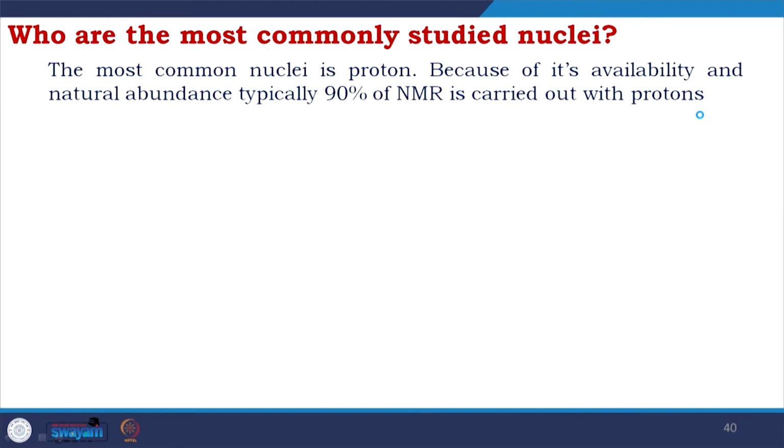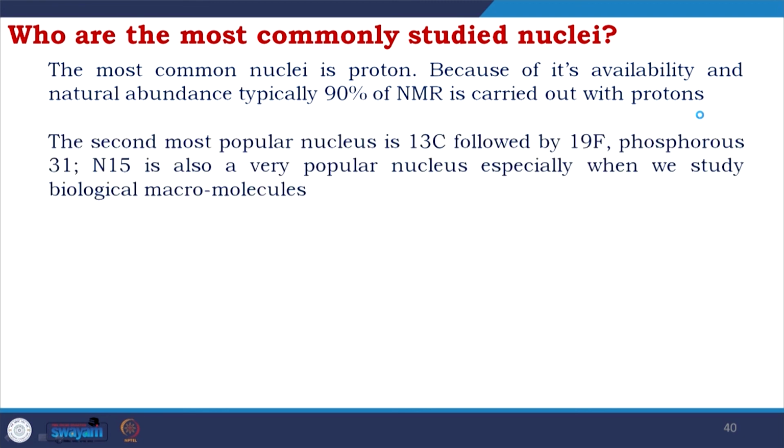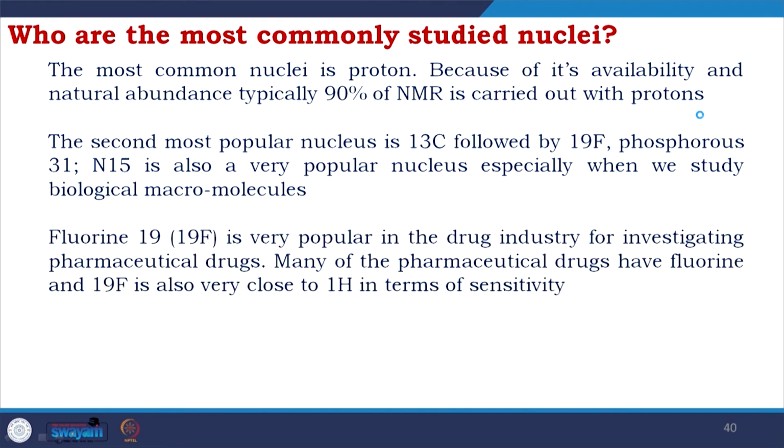So, the most common nucleus is the proton because of its availability and natural abundance. Typically 90% of NMR is carried out with protons. The second most popular nucleus is 13C, followed by 19F. Fluorine is a very important probe. Phosphorus 31 and N15 are also very popular nuclei, especially when we study biological macromolecules such as proteins. Fluorine is very popular in the drug industry for investigating pharmaceutical drugs. Many pharmaceutical drugs have fluorine, and 19F is also very close to 1H in terms of sensitivity.